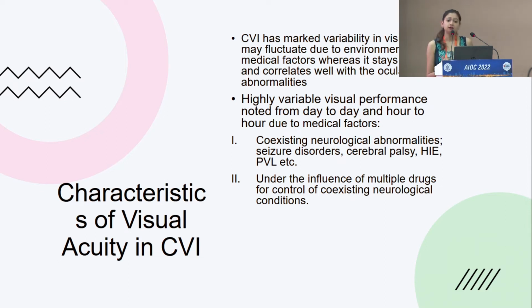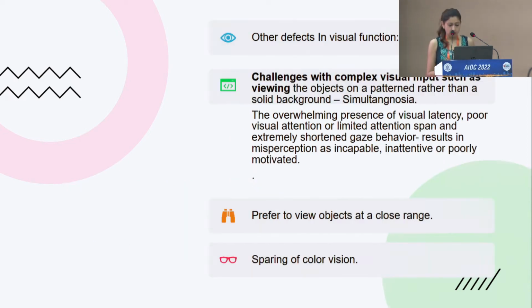Second, are they under the influence of some drugs when you're examining them? Are they fatigued? Are they fresh when they have been brought for examination? Also, are they suffering from any coexisting neurological disorders? All these are going to have an effect on the visual response. Another important aspect is to also look for any coexisting ocular disorder.